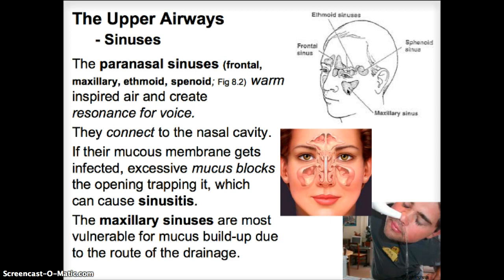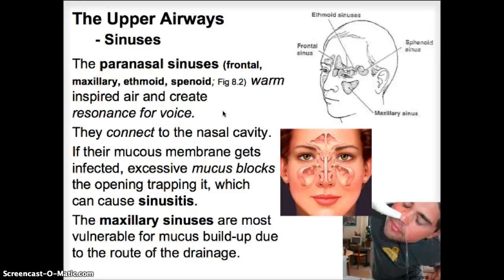You can feel those sinuses very heavily when you have a sinusitis. You know where the pressure points are. What they do is they warm inspired air, but they also create resonance chambers for voice. So I think mine are probably quite large in there.